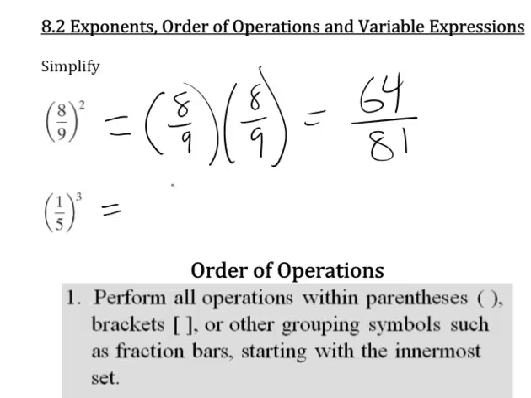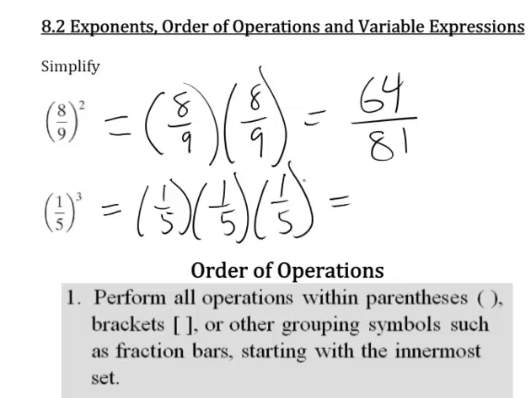Similarly, for 1/5 to the third, since it's to the third, we're going to multiply 1/5 by itself 3 times. So 1 times 1 times 1 is still 1. 5 times 5 times 5 is 125. So again, when I'm simplifying an expression that has exponents, essentially all I'm doing is multiplying that number by itself as many times as my exponent is asking me to do.